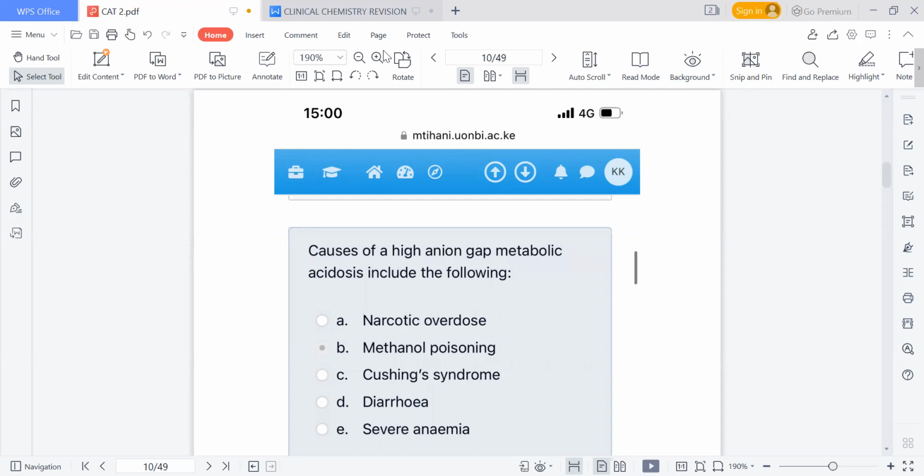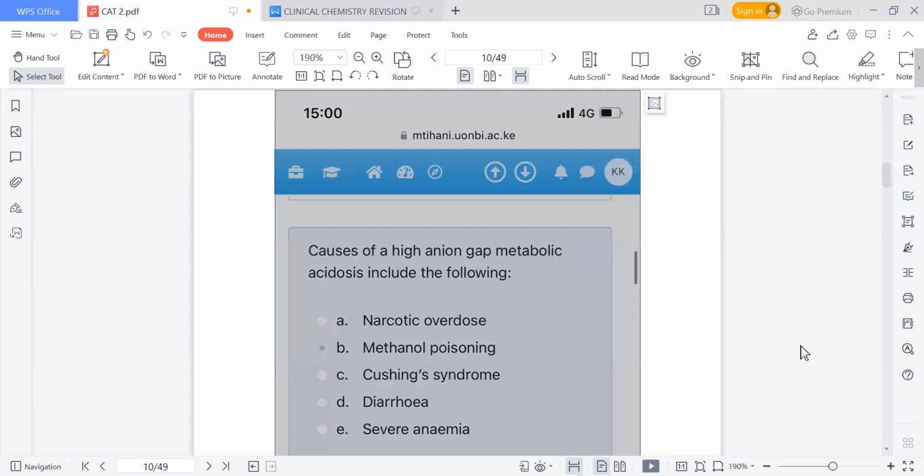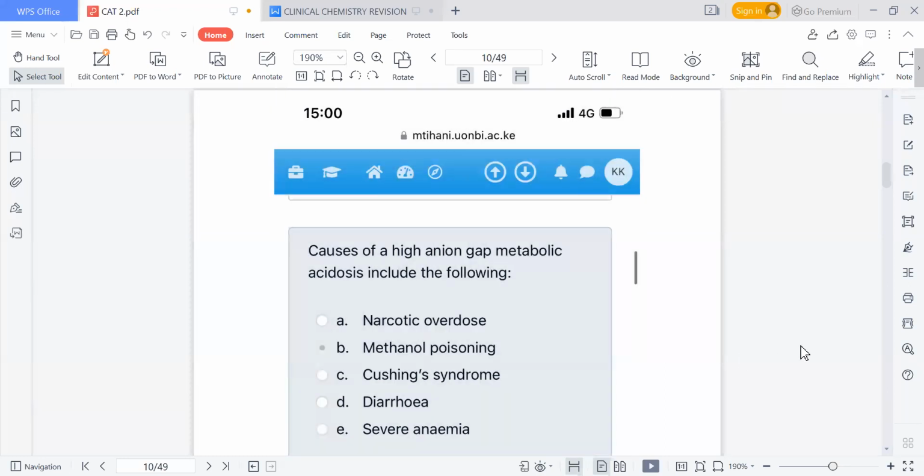I guess you can also chat. You can also put it in the chat box. What type of electrolyte imbalance does narcotic overdose cause? And also, what type of electrolyte imbalance is caused by diarrhea? You guys don't be shy. Just put your answers in the chat box so that we can also move faster.